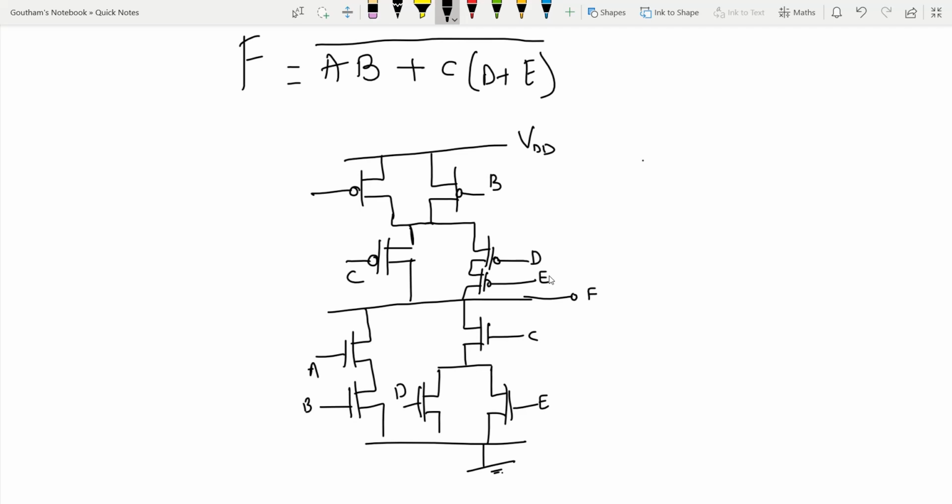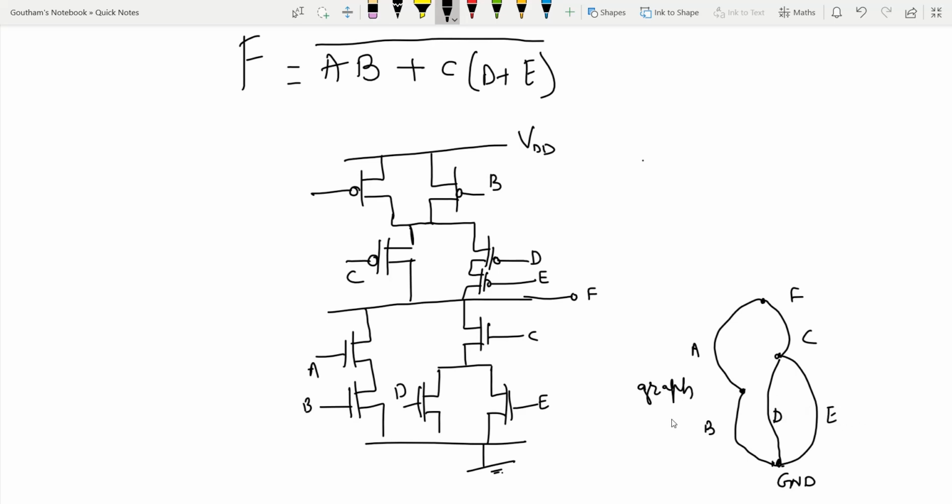Now the second step is to come up with the graphs. Let me draw the pull down graph first. The pull down graph is between F and ground, and each transistor is an edge. Between F and ground we have A and B, and we also have C, D and E in parallel. This is C, this is D, and this is E. This is the graph of my pull down network.